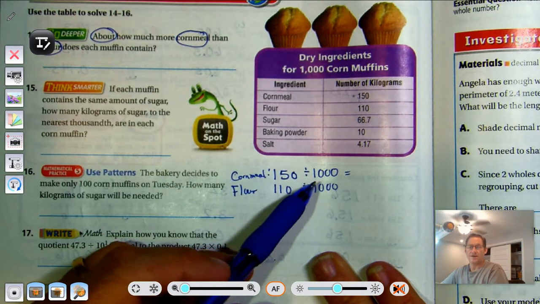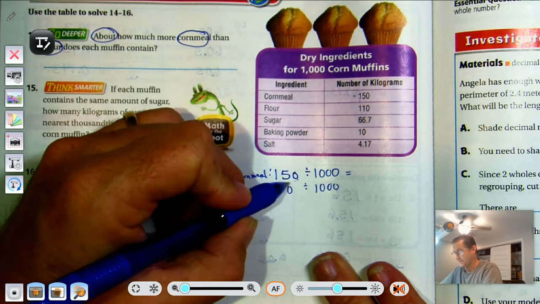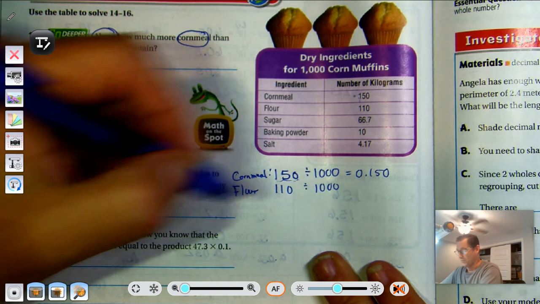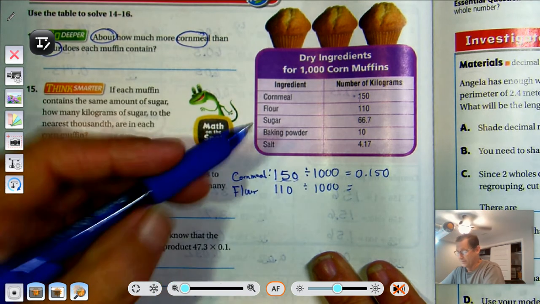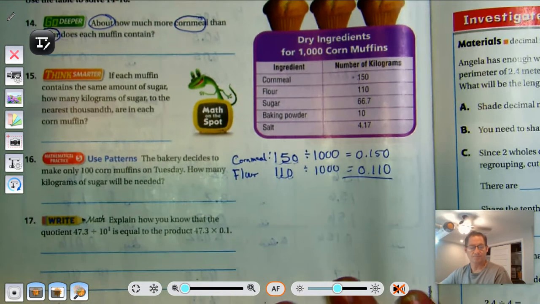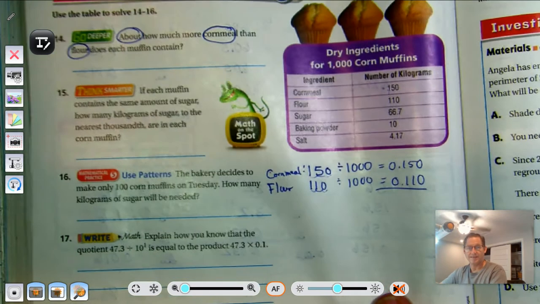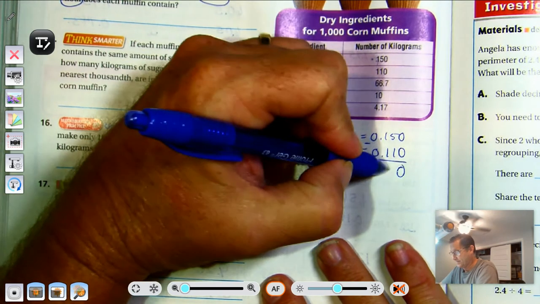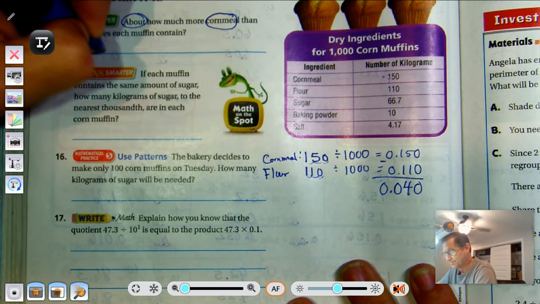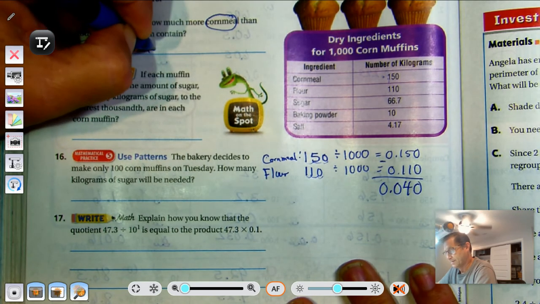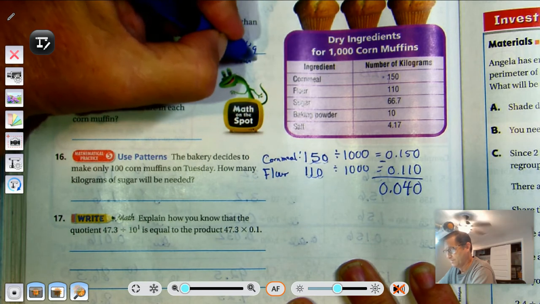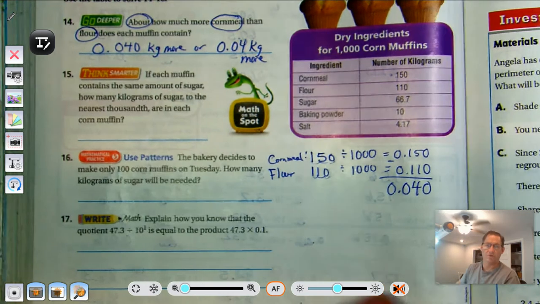All right, so 150 divided by 1,000 means move the decimal point 3 places to the left. So 1, 2, 3. So 150 thousandths. So if we're taking 110 and dividing by 1,000, move the decimal point 3 places to the left, and we'd have 110 thousandths. So then we're going to subtract that, right? Because it says about how much more. So if we subtract, we get 0.040. So we could write that as 0.040 kilograms more, or 0.04 kilograms more. These are equivalent numbers. Okay, so either way would be correct.